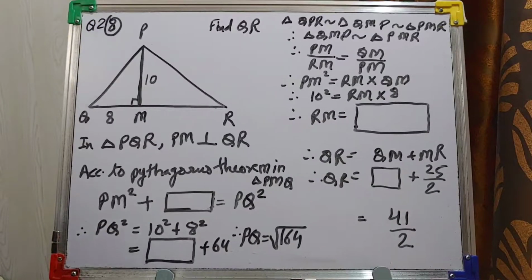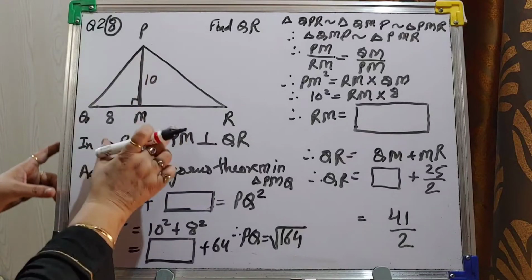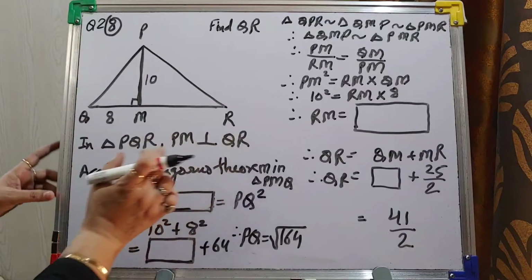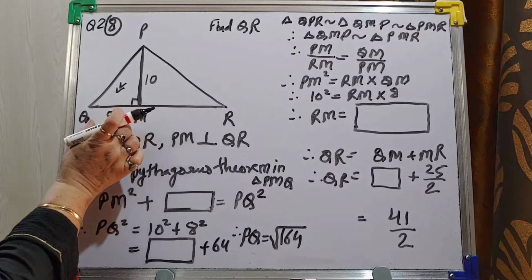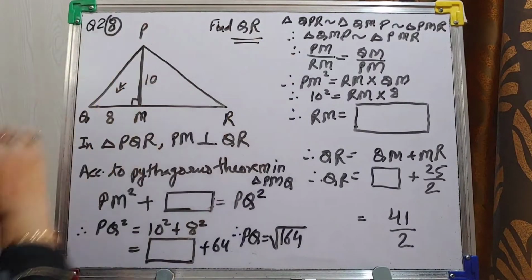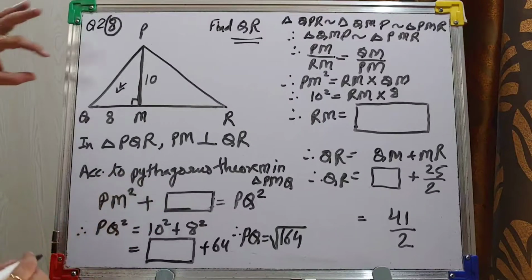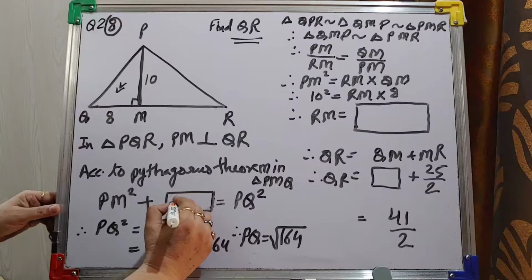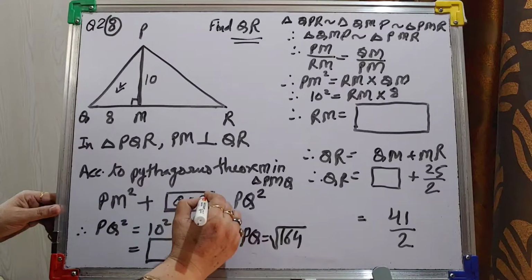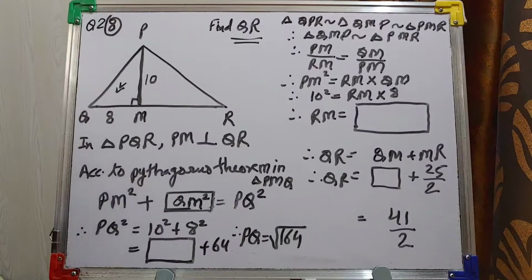Now students, look here. In this triangle, PM is given perpendicular to QR. So we can apply Pythagoras theorem because PM is given 10, QM is given 8. You are asked to find QR. Now according to Pythagoras theorem, in this triangle PMQ, your PM square plus QM square will be equal to PQ square.